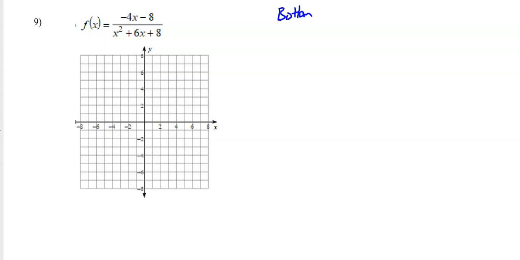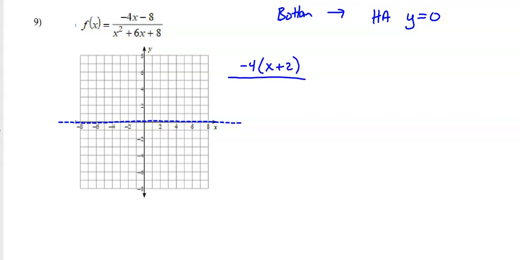So we are bottom heavy. When you're bottom heavy, you have a horizontal asymptote at y equals 0. So I know we have an asymptote right there. Now I factor it. I have a negative 4, which goes to an x plus 2. On the bottom, that's an x plus 4, x plus 2. Beautiful. I got a cancellation. When you get a cancellation, that means things cancel at negative 2. So I'm going to have a hole at x equals negative 2.